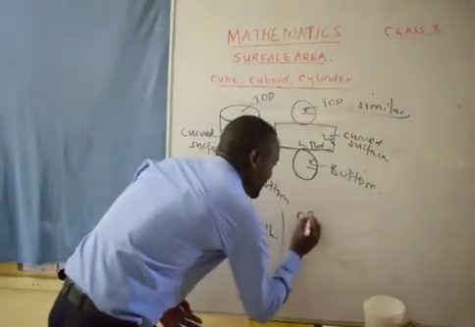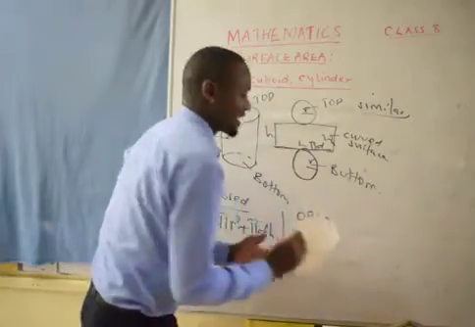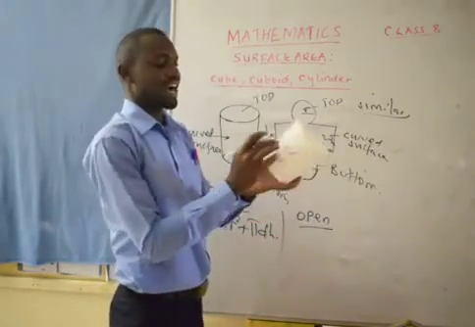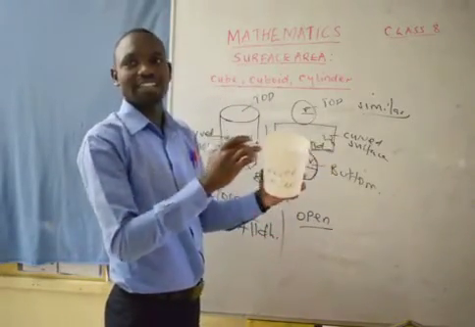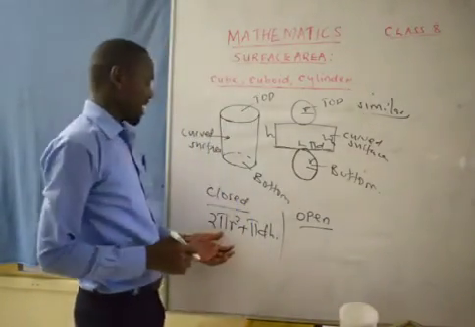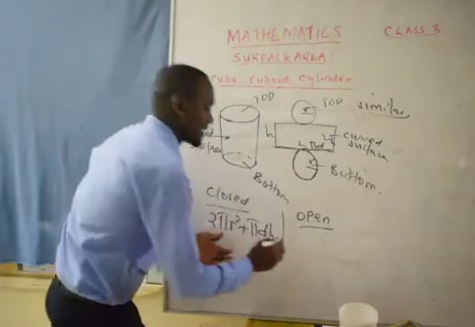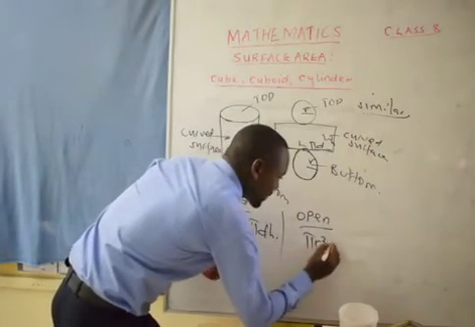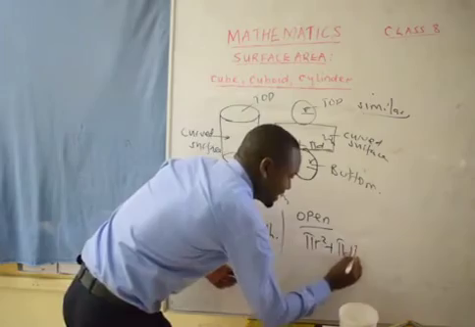In case of an open cylinder, an open cylinder is just like this tin here. It has the curved surface and the bottom. It doesn't have the top part. So we only get the area of one circular part. That is pi r squared plus pi dh.